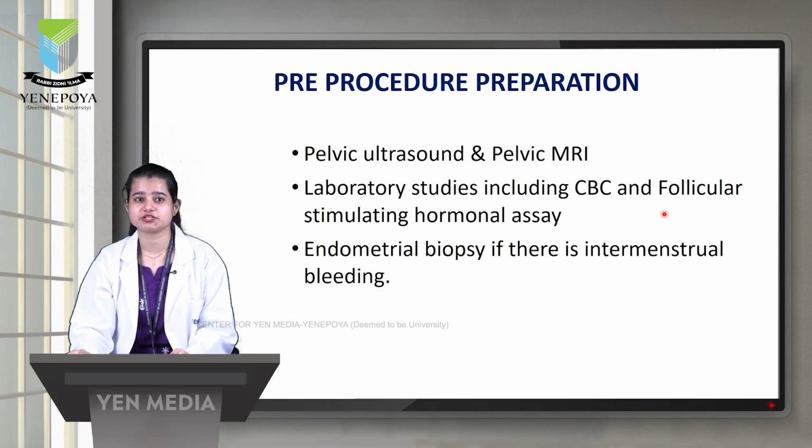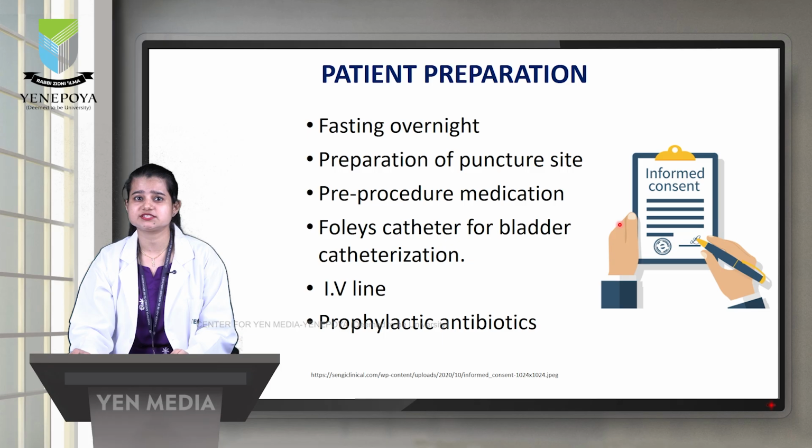Next, coming to patient preparation. Before we undergo embolization, the patient should undergo pelvic ultrasound and pelvic MRI. This is done to visualize the uterus volume and the fibroid size. Laboratory studies including complete blood count and follicle stimulating hormone assay, and endometrial biopsy if there is any intermenstrual bleeding. Fasting overnight should be done, preparation of the puncture site, any pre-procedure medication, Foley's catheter for bladder catheterization, intravenous line and prophylactic antibiotics to be given.